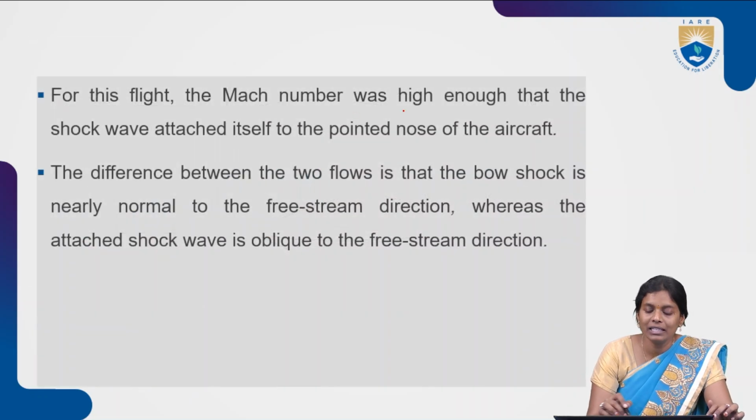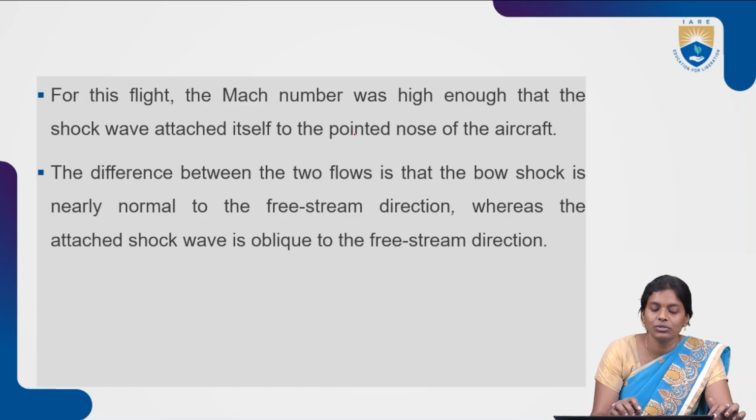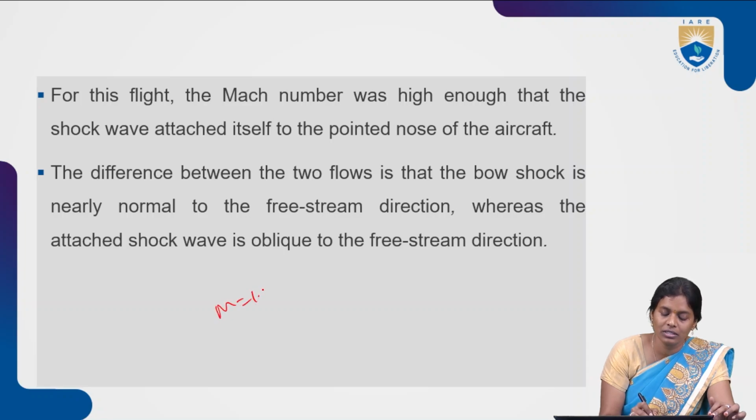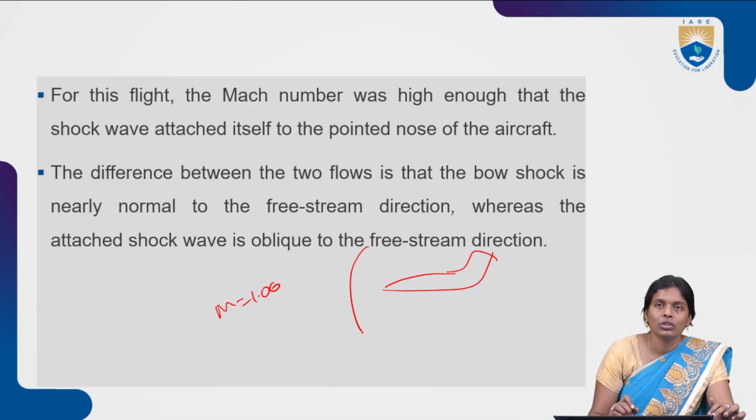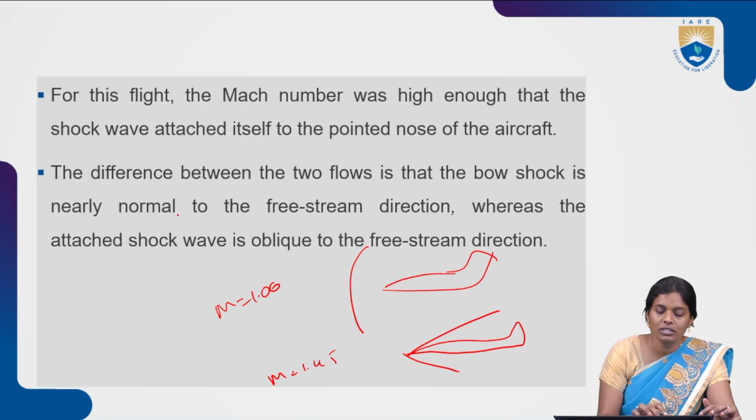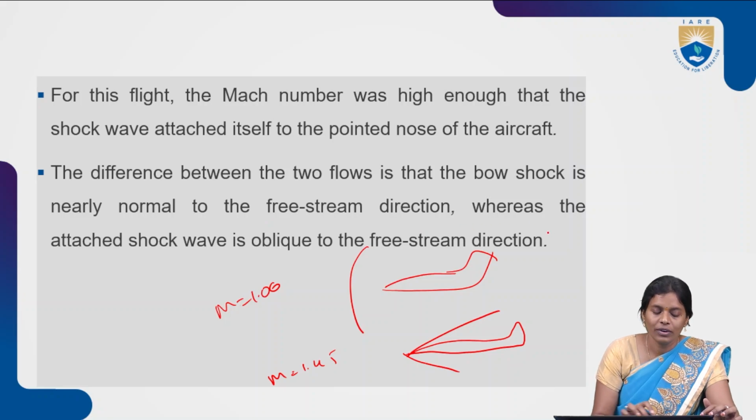So for this flight, the Mach number was high enough that the shock wave was attached to the pointed nose of the aircraft. Previously at Mach 1.06, we had the detached bow shock. So at Mach 1.5, what do we observe? We have observed the presence of an oblique shock on that surface itself. The difference between these two flows is that the bow shock is normal to the free stream direction, whereas the attached shock wave is oblique to the free stream direction.